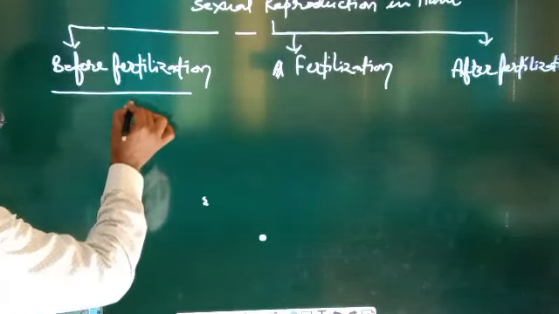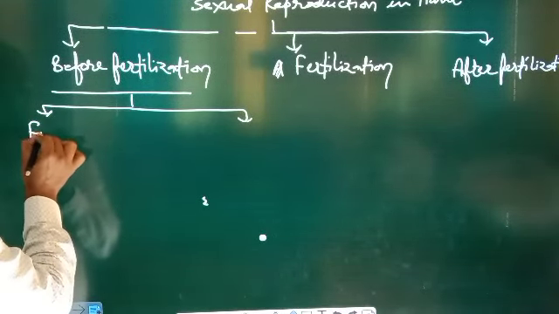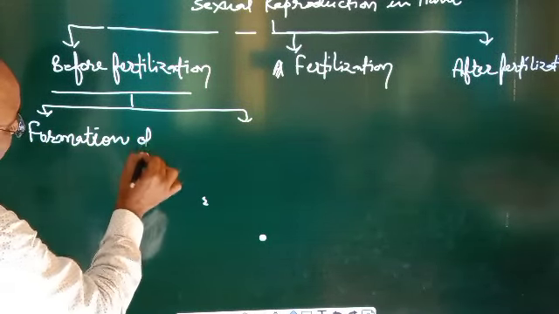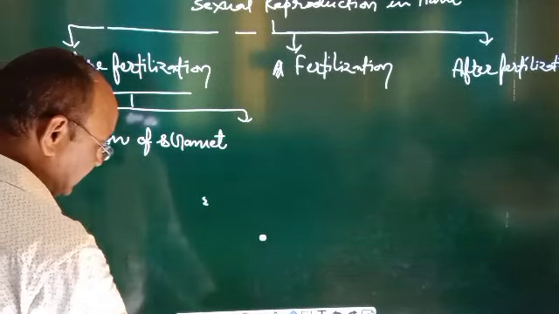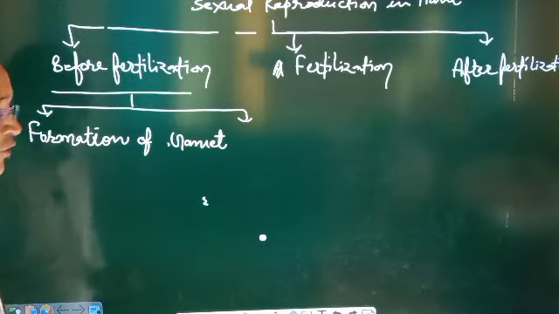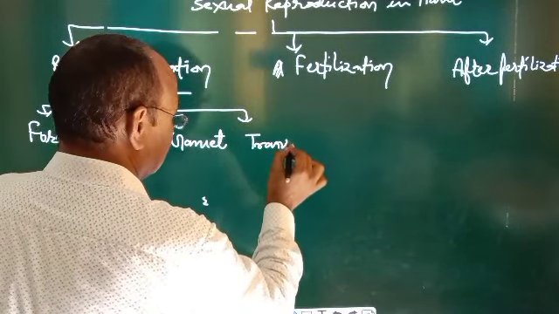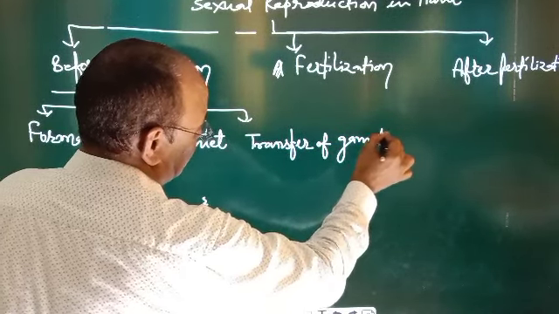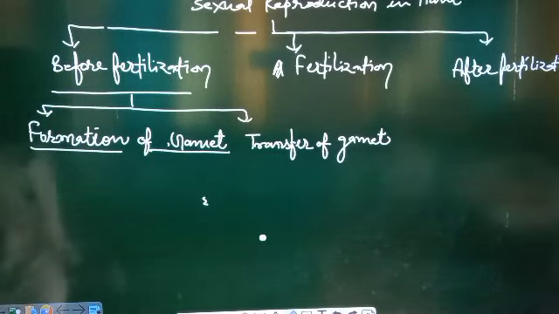Before fertilization, two events are included. One is formation of gamete, that is, the first point is formation of gamete. And second, transfer of gamete. So today our point is formation of gamete. Actually, gametes are of two types.